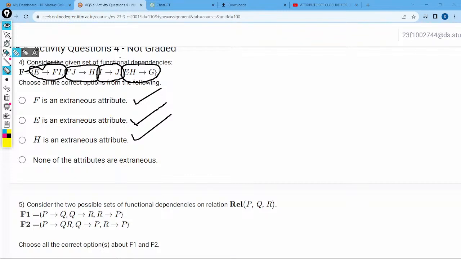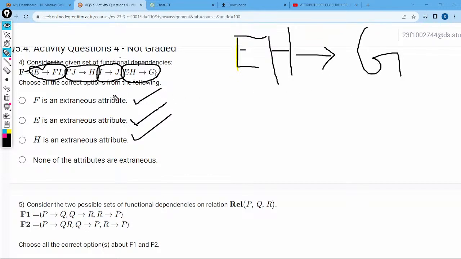Yes, let's move on to this I arrow J. But since it is not in the options, let's move further. Let's go to H, meaning EH arrow G. From here we know that through E I can reach FI, through I I can reach J, and through FJ I can reach H.